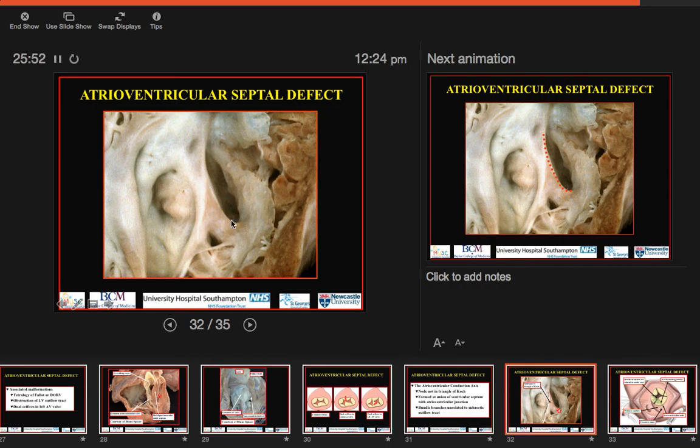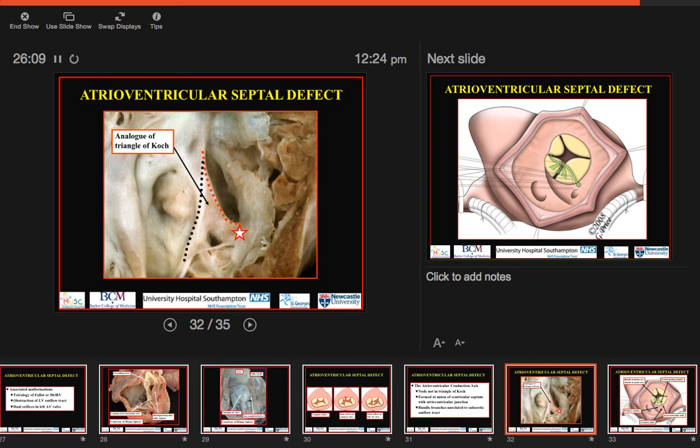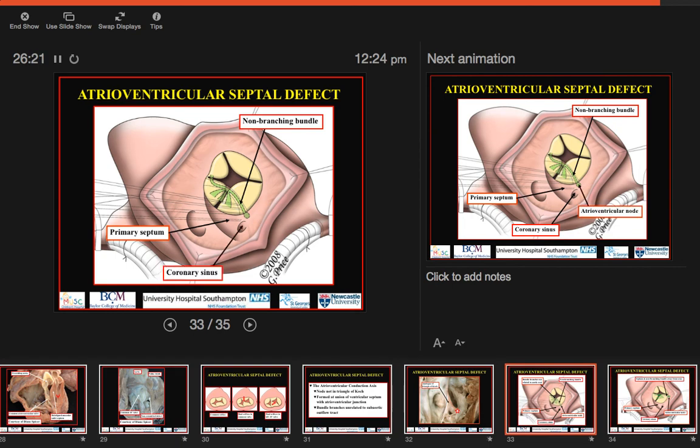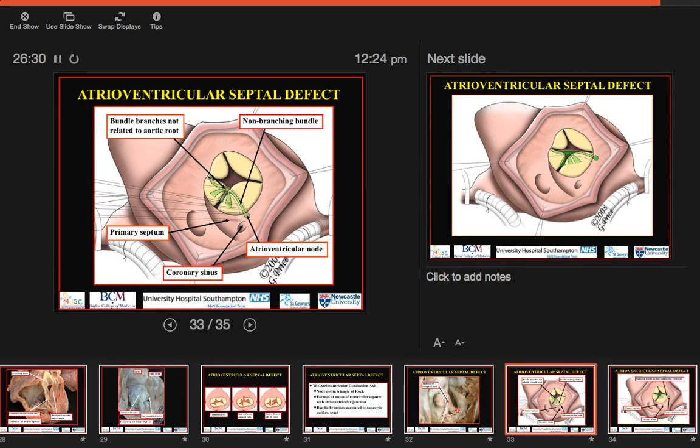And look, you can see there is a triangle of Koch. The leading edge of the atrial septum, the tendon of Todaro, still configure a triangle of Koch. It's an analog of the triangle of Koch. The conduction axis is no longer in there. Instead, the atrioventricular node is formed inferiorly where the ventricular septum meets the atrioventricular junction. And usually that coincides with the primary septum, so that we can now create a nodal triangle where we find the atrioventricular node. The bundle branches are no longer related to the aortic root.